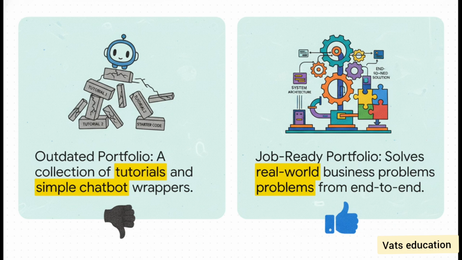A portfolio that's going to get you a job in 2025 has to show you can think like an engineer. It needs to prove you can wrestle with messy, real-world data, design the architecture for a whole system, and deliver something that actually works and creates value.